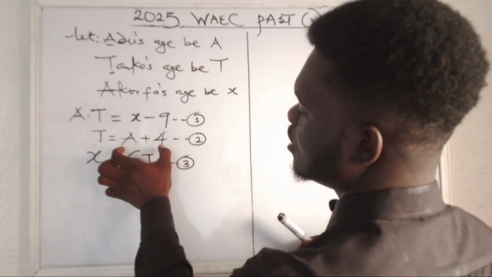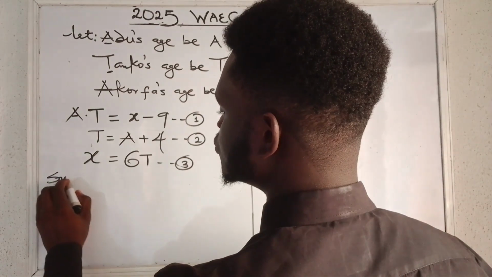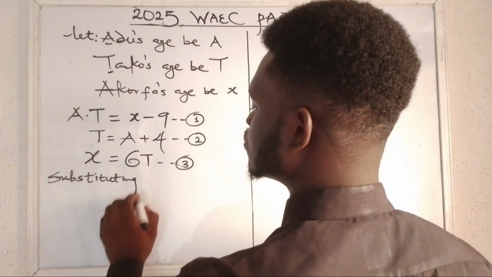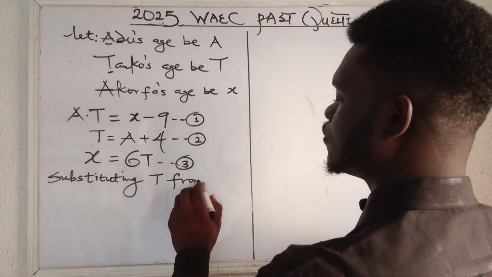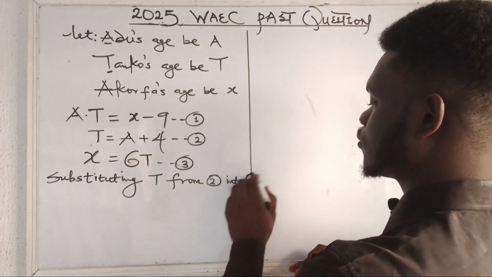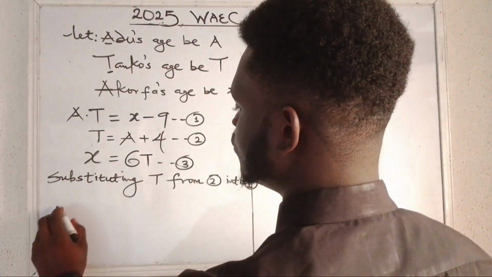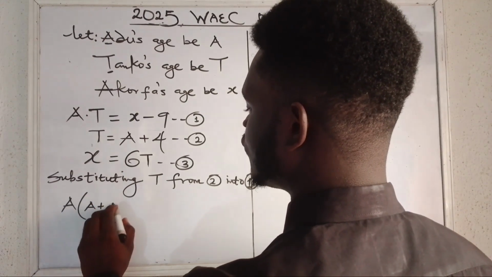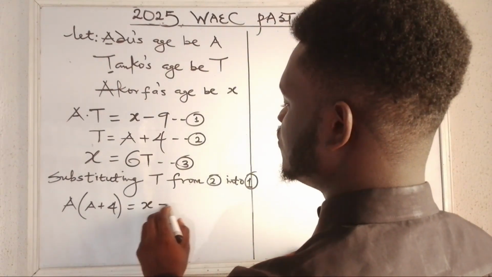Okay, let's quickly do a little substitution. Since we have T here, we can take the whole of T from equation 2. So we can say, substituting T from 2 into 1. If you do that, you are going to get, we are having A before, so we have another A plus 4, equals X minus 9.